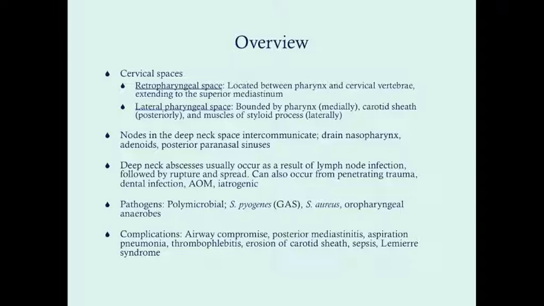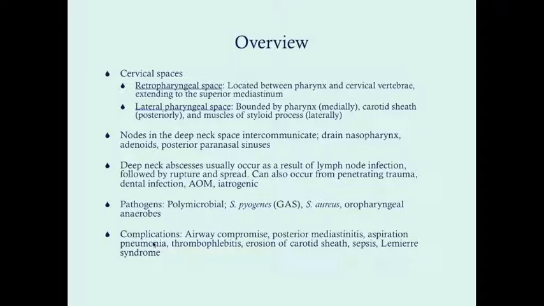The most common isolated pathogen is Strep pyogenes, the group A Streptococcus. You can also see Staph aureus and possibly MRSA, particularly if it's endemic to the community. And then, of course, your oropharyngeal anaerobes, which are omnipresent in your mouth and pharynx. And these anaerobes include such species as Bacteroides, Peptostreptococcus, and Fusobacterium.